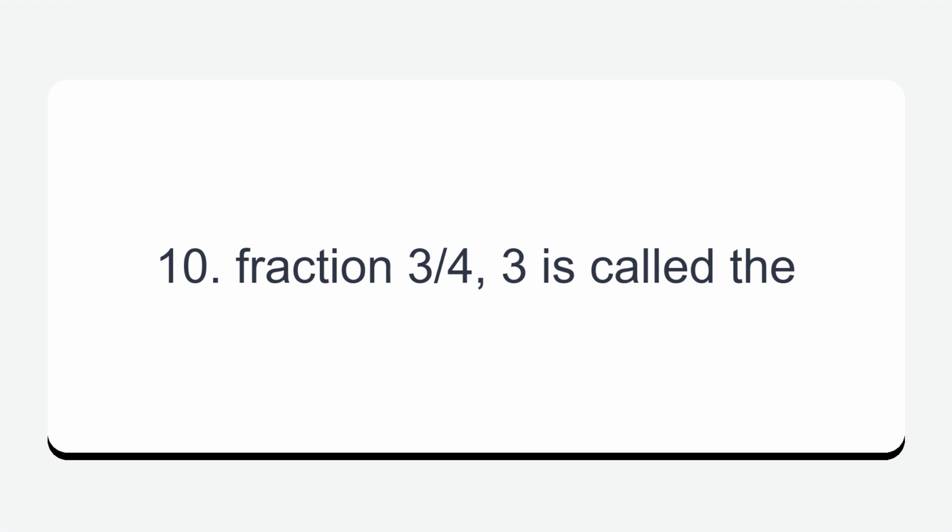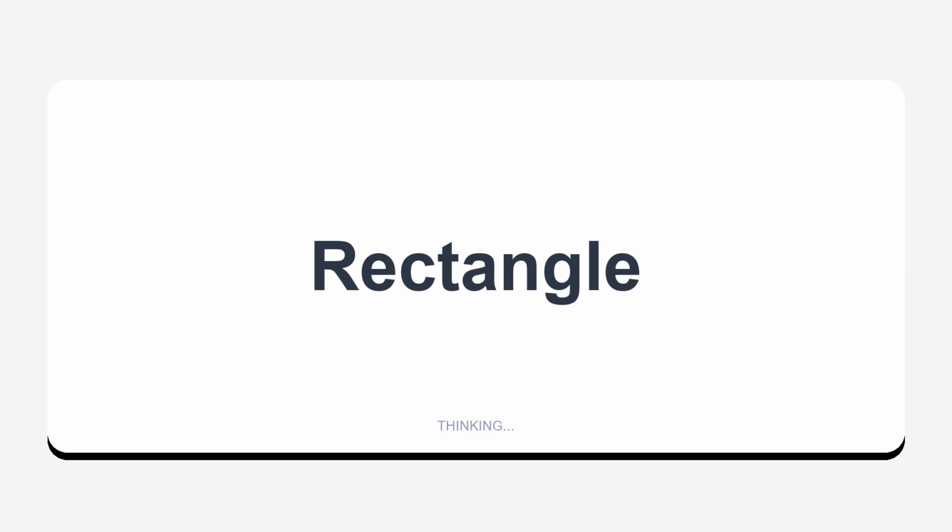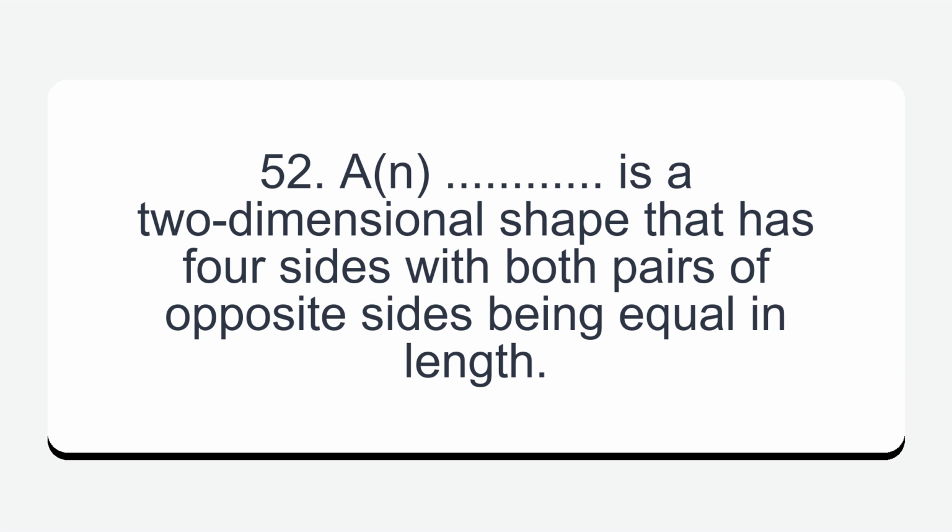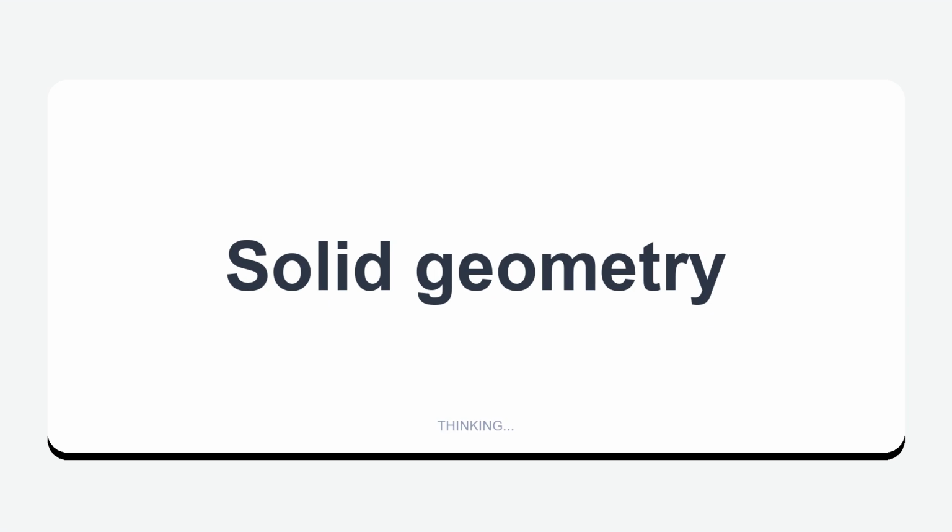10. Fraction 3/4, 3 is called the rectangle. 52. A, n is a two-dimensional shape that has four sides with both pairs of opposite sides being equal in length. Solid geometry.